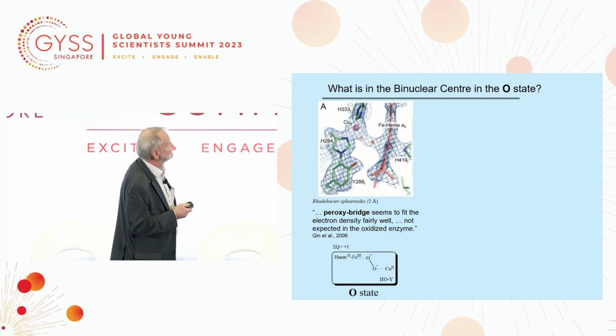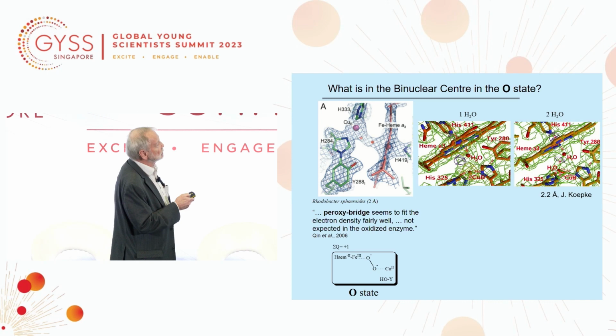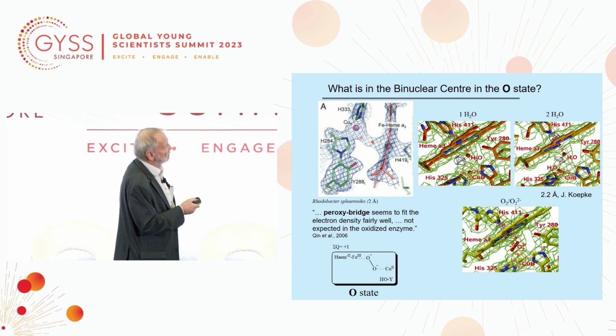So what is in this binuclear center? You have here the CuB with some histidine ligands. We have here a covalently linked tyrosine. Another group determined the structure of another cytochrome c oxidase, and they published that a peroxy bridge seems to fit the electron density here pretty well, but it's not expected in the oxidized enzyme. Our own work on our bacterium also showed that by far the best fit is a peroxide in between the heme a3 iron and the CuB. So here is what we think is a peroxide. But this is not accepted.